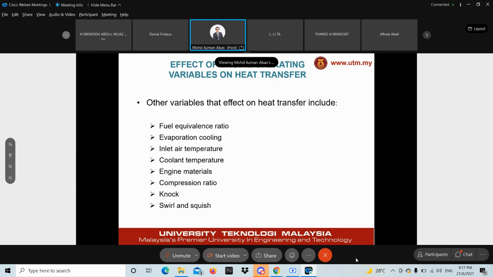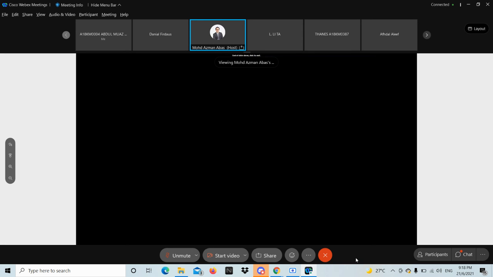Other variables that affect heat transfer also include the fuel equivalence ratio, which is basically the inverse of air fuel ratio, evaporative cooling, inlet air temperature, coolant temperature, engine materials, compression ratio, knock, swirl, and squish. These are some of the engine design and engine parameters that have been set. So that is a very quick overview of how engine operations affect the heat transfer. Are there any questions?